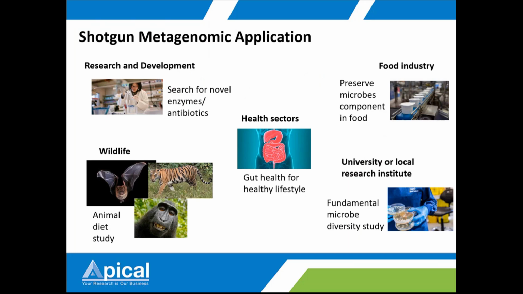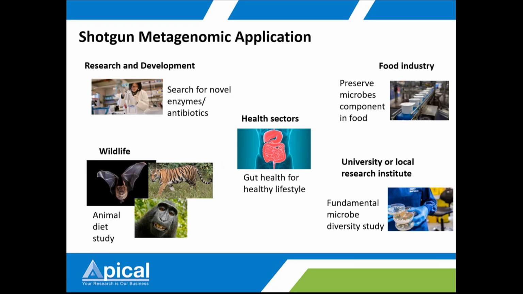Okay, all right. So looking at metagenome applications, there are a lot of applications, as I mentioned in our earlier slide. Using a culturable approach, we are only able to capture less than 1% of the microbes in the environment. Using metagenomics enables us to tap into the remaining 99% of the microbes in the environment. For example, in research and development, in the search for novel enzymes and antibiotics, which is a very hot topic. Most of the antibiotics are based on cultured microbes.